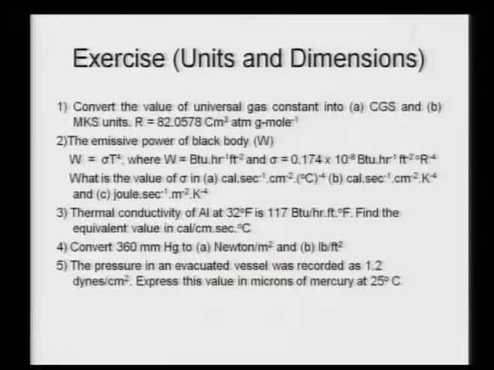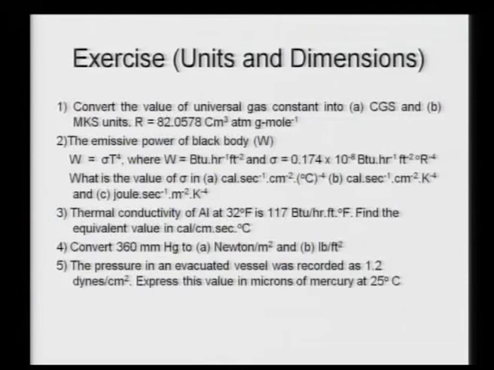Third, the thermal conductivity of aluminum at 32 degree Fahrenheit is 117 BTU per hour feet degree Fahrenheit. Find the equivalent value in calorie per centimeter per second degree Celsius. Now, here again you can straight away see the book, multiply by the conversion factor and get the value, but that is not the objective of this particular exercise. The objective is that you find out, by suitable factors, the units in calorie per centimeter per second degree Celsius.